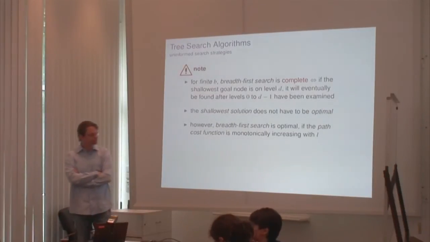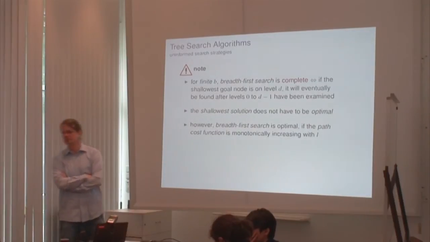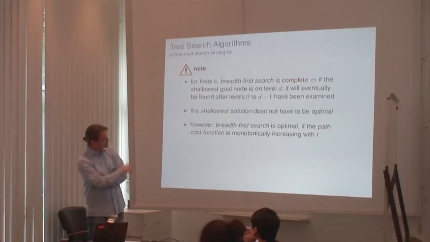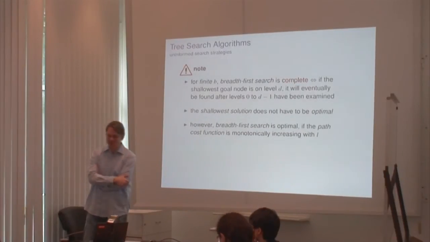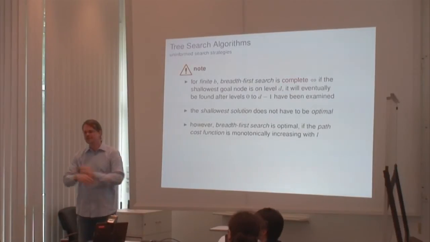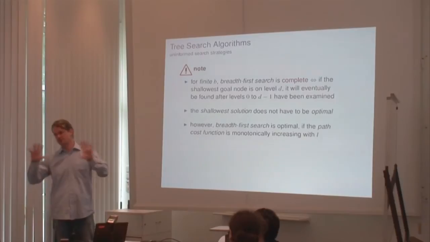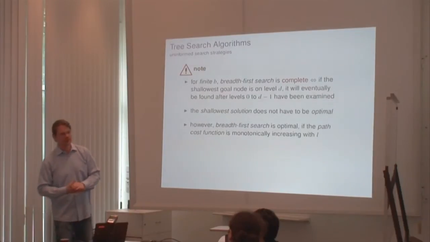Say in one level we have 3, 1, 4. If you choose the function such that it is at least monotonic with the depth of the tree and some other tricks, you can ensure optimality. You can do that. But in general, it is not optimal.